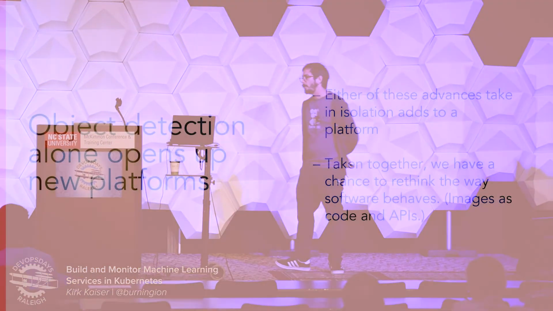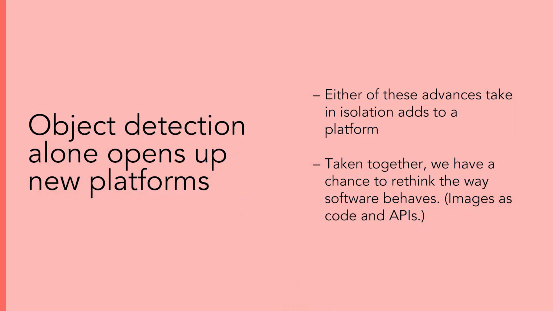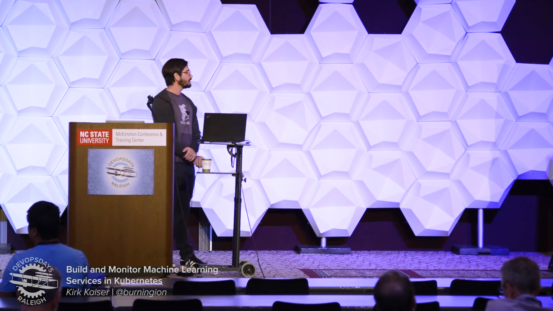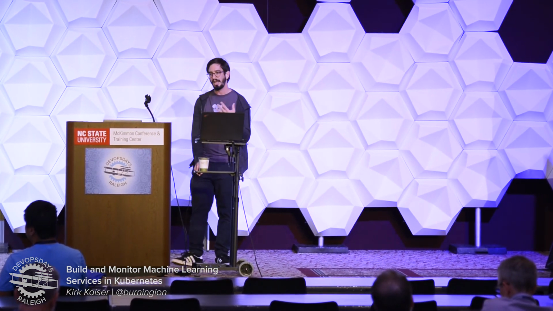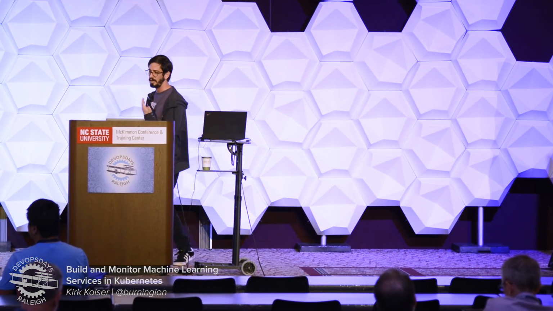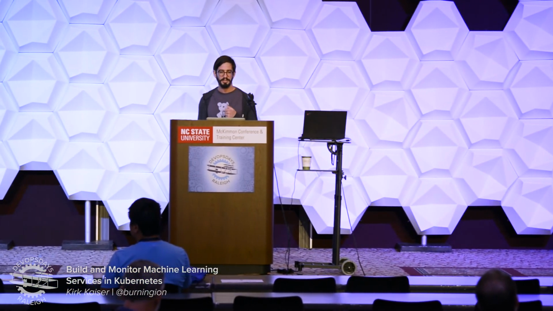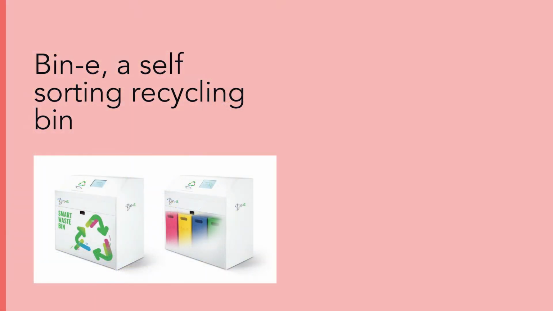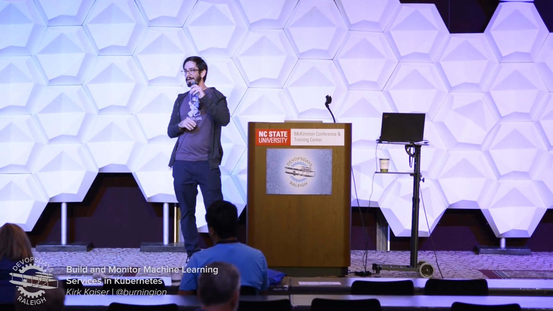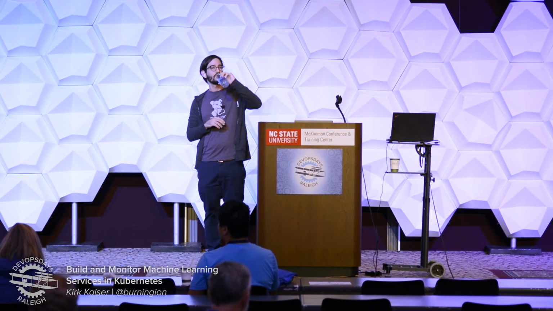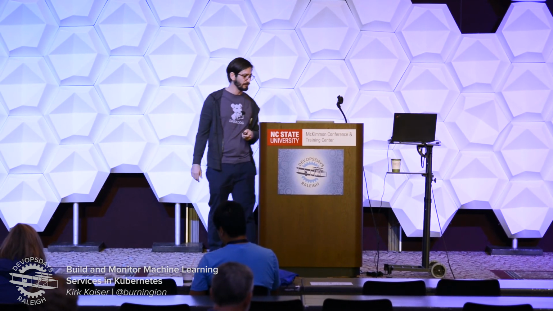So object detection alone opens up completely new platforms. And with machine learning, we can start to think of images as being code itself. I just want to run through a few examples of the sorts of things you can do. So Binny is a self-sorting recycling bin. I don't know how many people here get confused when you go to a recycling bin about what sort of recycling is allowed and not allowed. I think the trickiest one is composting. You can never tell if it's been ruined or if it's still good for composting.